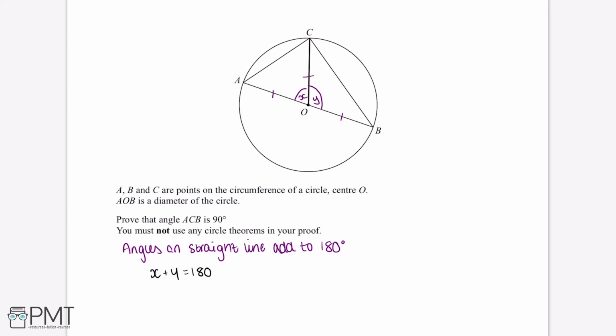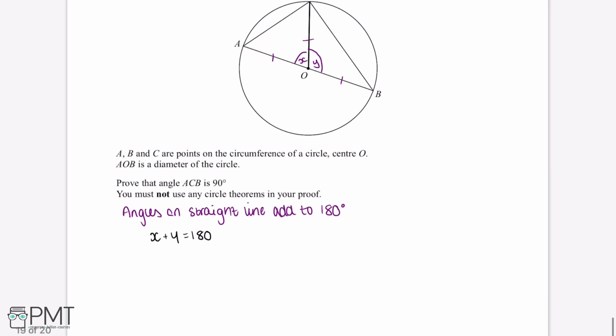Now if we want to prove that angle ACB, which is this one here, is 90 degrees, we'll need to work out what angle CAB is and work out what angle ABC is. And we can do this in terms of x and y. So if we start off with angle CAO, because this is an isosceles triangle, angle CAO is equal in size to angle ACO.